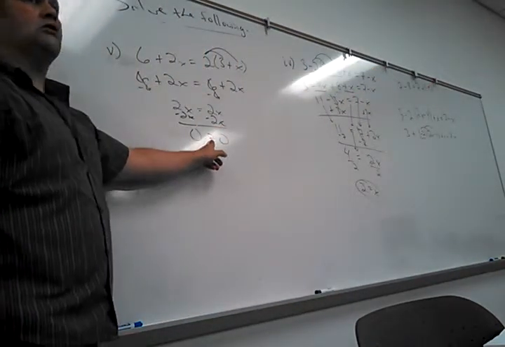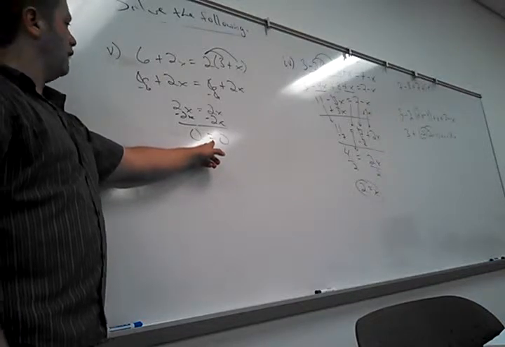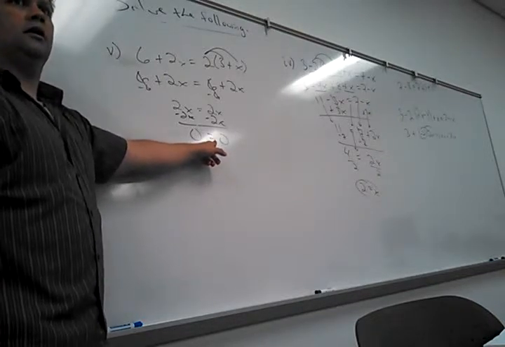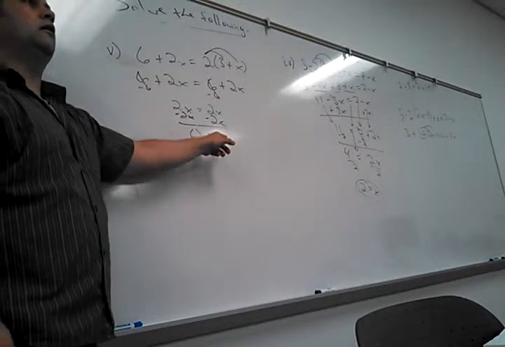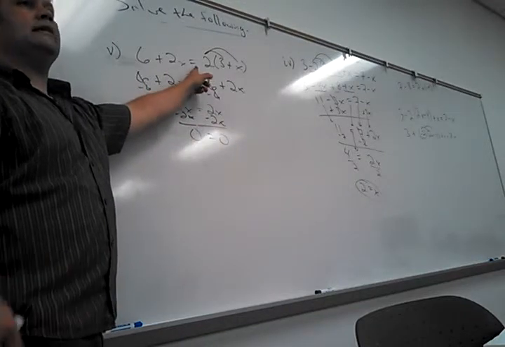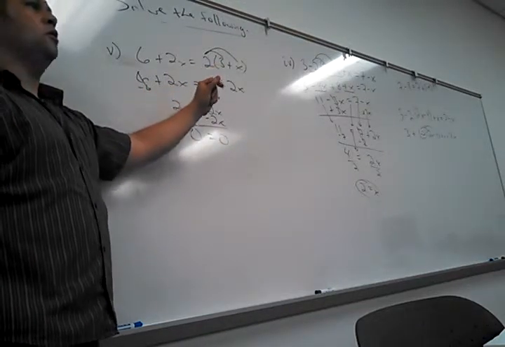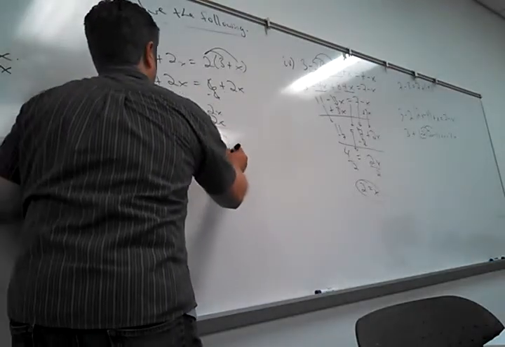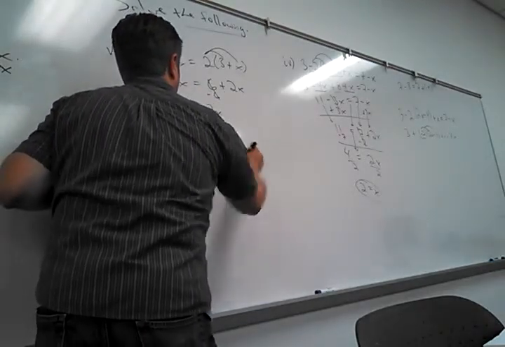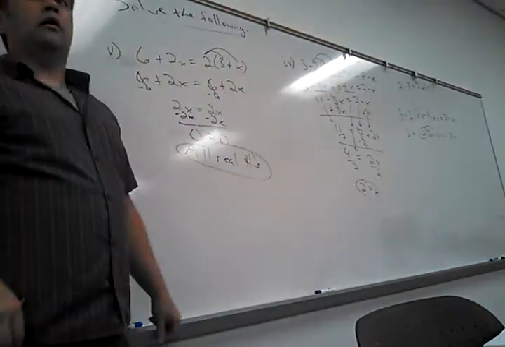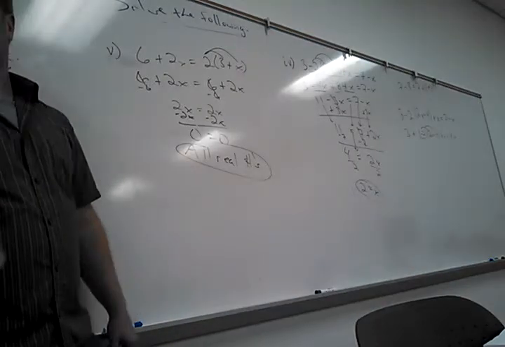Is this ever not true? Is 0 ever not 0? 0 is always 0. So it doesn't matter what x is. So the answer is all real numbers. All right, go with me for a second. It doesn't matter what it is.